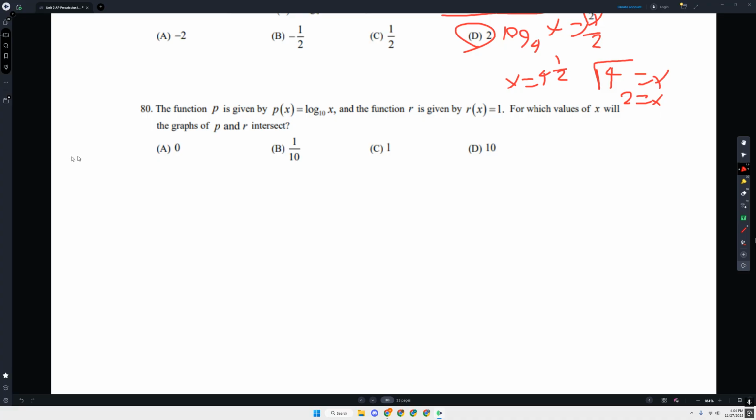From there, we have 80, which is pretty much just setting the two equations equal to each other. So you're saying log 10 of x is equal to 1. We can raise both sides to the power of 10, and this would be 10 to the 1 is equal to x, which means it would be equal to 10.